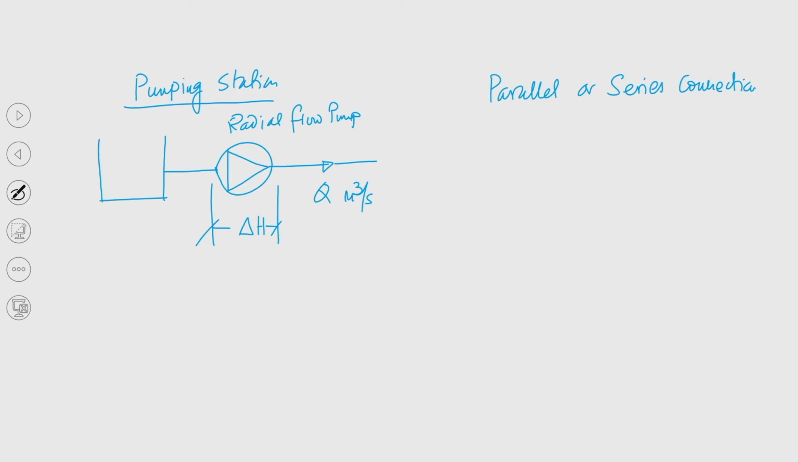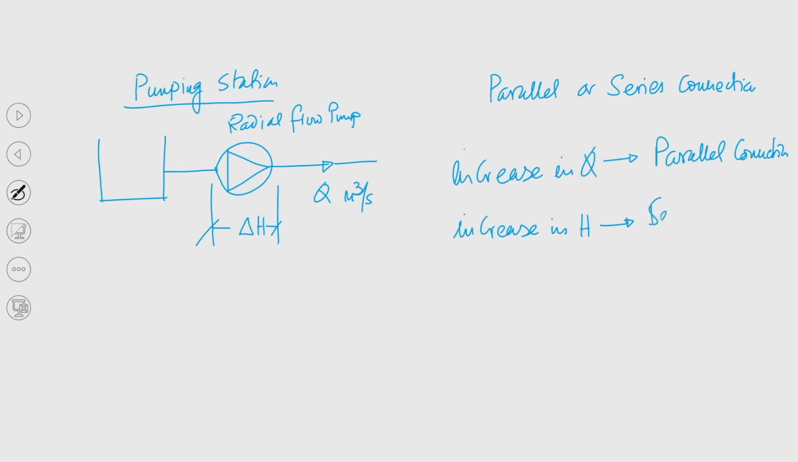So, depending upon the requirement of the end user, whether we need to go for an increase in Q or an increase in H. If it is an increase in Q, then we should go for parallel operation, parallel connection. If it is for higher head, we need to go for series connection.